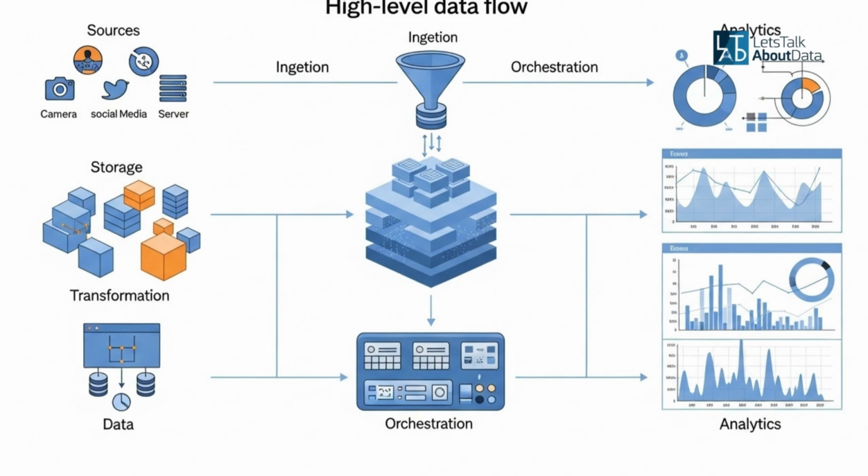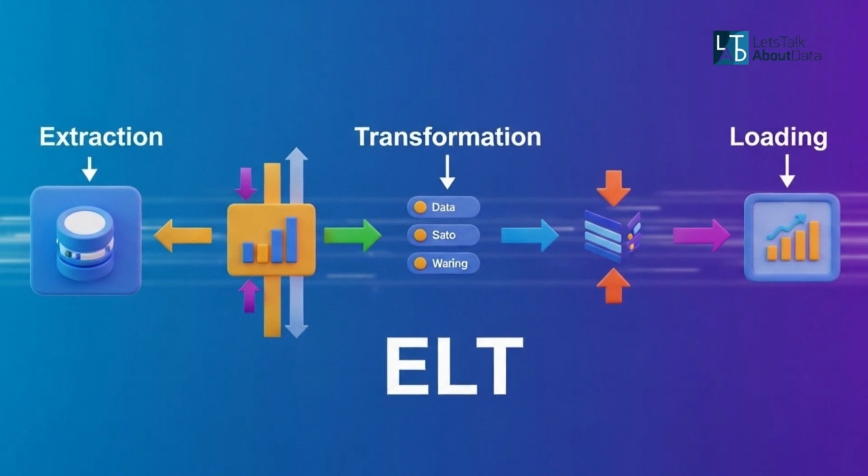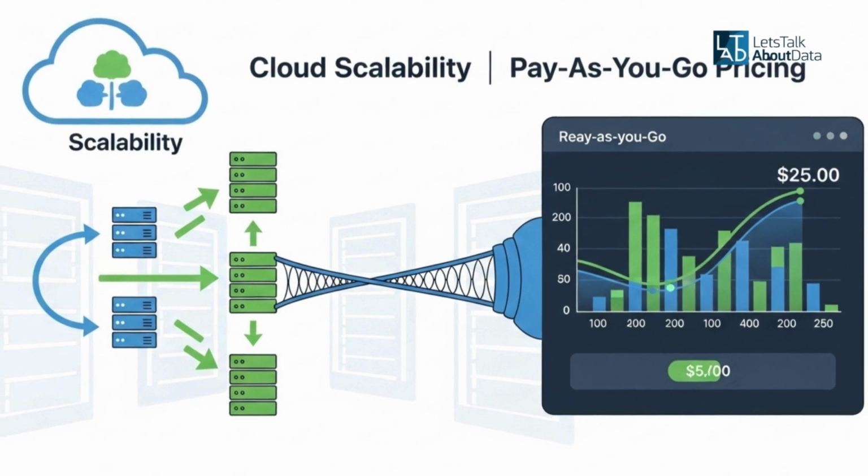Let's walk through the journey data takes in this ecosystem. It starts with data ingestion, the process of bringing data into the system from various sources. Traditionally, data would be extracted, transformed, and then loaded. Today, however, the shift is toward ELT, extract, load, then transform. Why? Because cloud storage is abundant and cost-effective, and transformations can now be executed directly within powerful data platforms. This allows organizations to store raw data first and transform it later based on specific needs, providing both speed and flexibility. Next comes storage and warehousing, where your data resides.